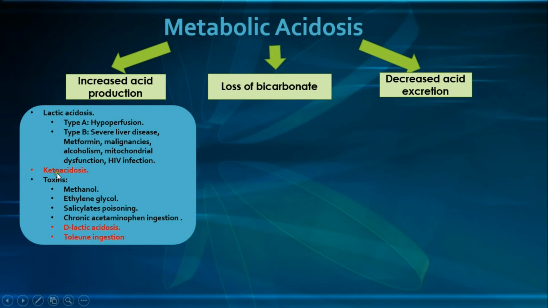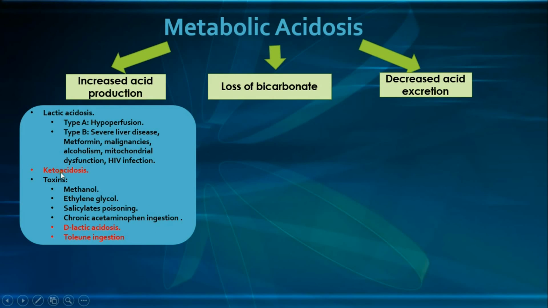Brilliant. Now let's move to ketoacidosis, and you'll notice that ketoacidosis is labeled in red, and that's because depending on the situation, you can have either a high anion gap or a normal anion gap metabolic acidosis in ketoacidosis. And please also note that everything written in black will cause a high anion gap metabolic acidosis, whereas those in red can cause either a high anion gap or a normal anion gap metabolic acidosis.